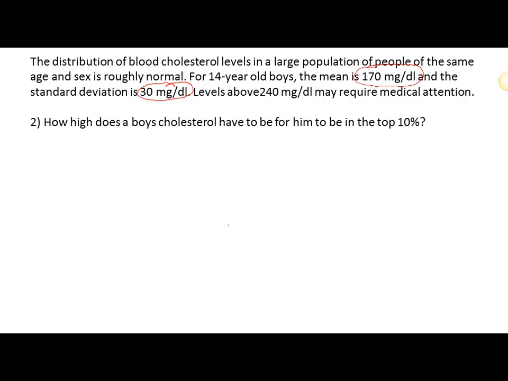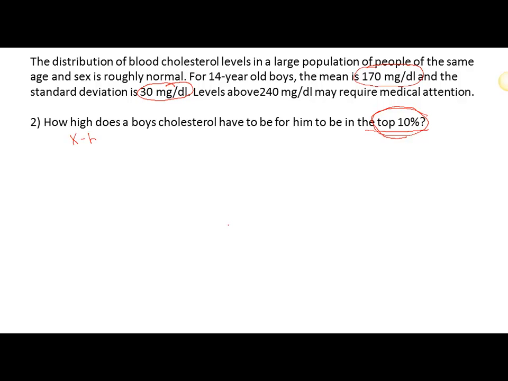And this time they want to know, how high does a boy's cholesterol have to be for him to be in the top 10%? The first problem that we looked at gave us an X value, 240, and our answer was a percent. We wanted to know what percent of boys were greater than 240. So they gave you an X, answer was a percent. In this case, it's backwards. They're giving us a percent, 10%, and our answer is going to be an X value.